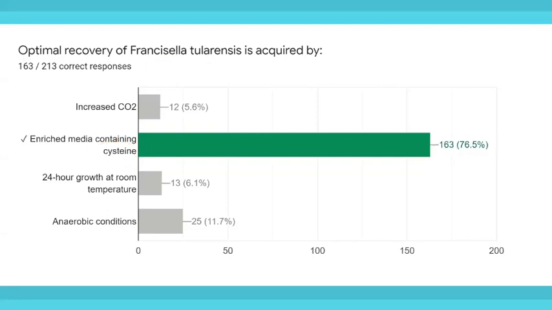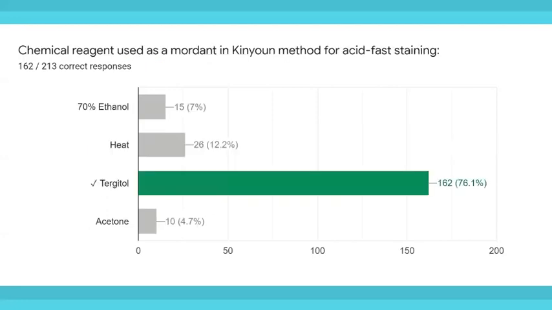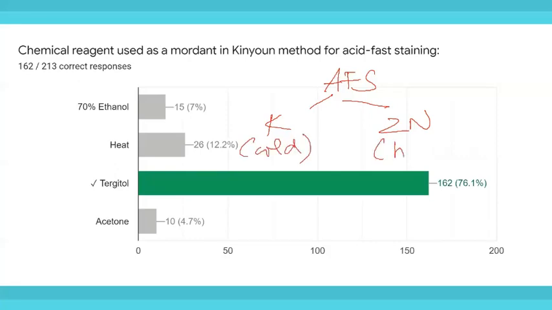Okay. Next, chemical reagent used as a mordant in Kinyoun method for acid fast staining. Remember, your acid fast staining has two modifications. You have your Kinyoun method and your Ziehl-Neelsen. Your Kinyoun is your cold method. Your Ziehl-Neelsen is the hot method. The difference between the two would be the mordant used. For Kinyoun, or the cold method, we use Tergitol. For Ziehl-Neelsen, we use heat as the mordant.